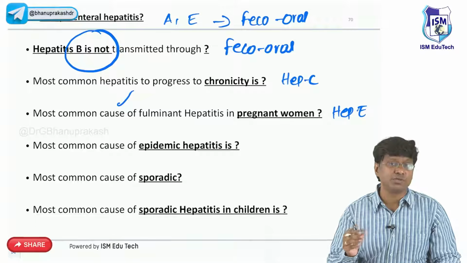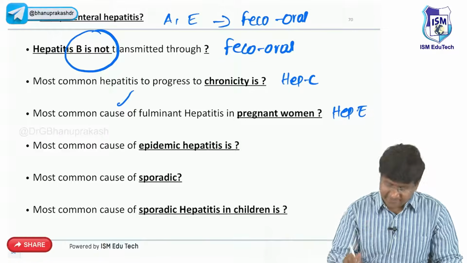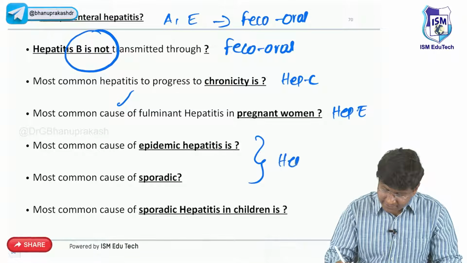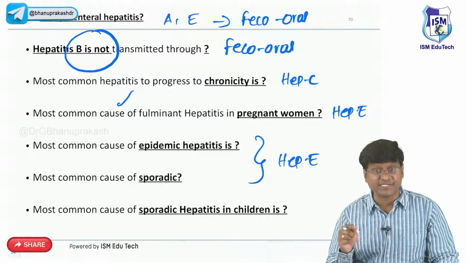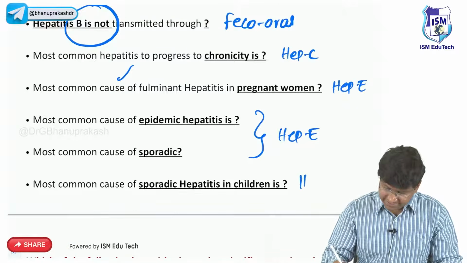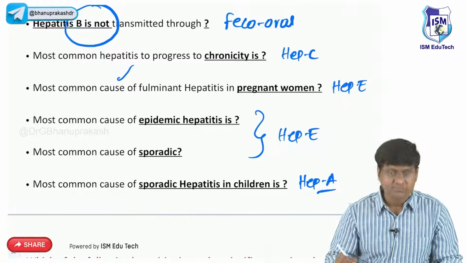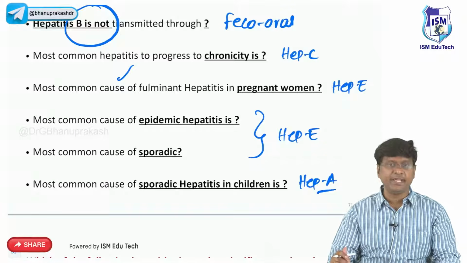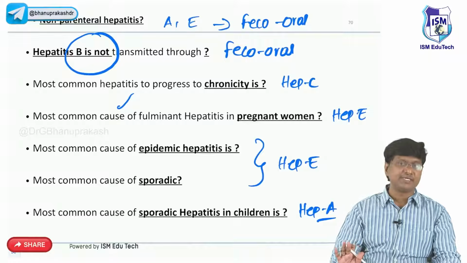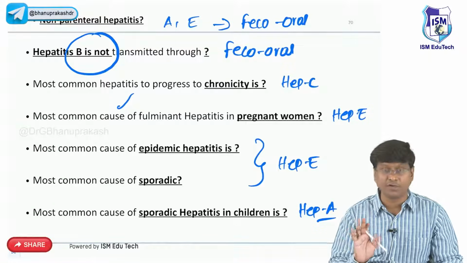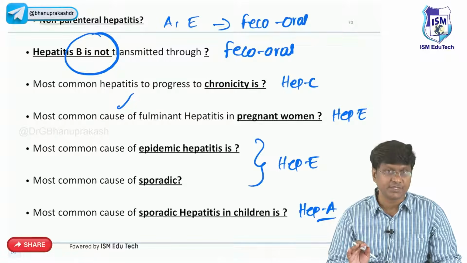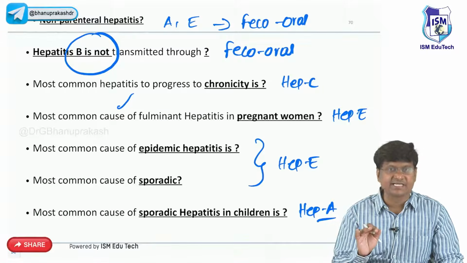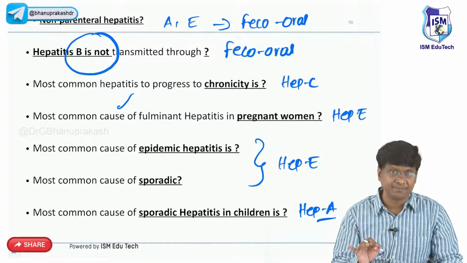And the most common cause of epidemic as well as sporadic hepatitis, both of them, it will be hepatitis E. And the most common cause of sporadic hepatitis in children, that will be hepatitis A, right? Okay, so this is about the various forms of hepatitis and important questions related to viral hepatitis. Now let me take up detailed discussion related to hepatitis B.